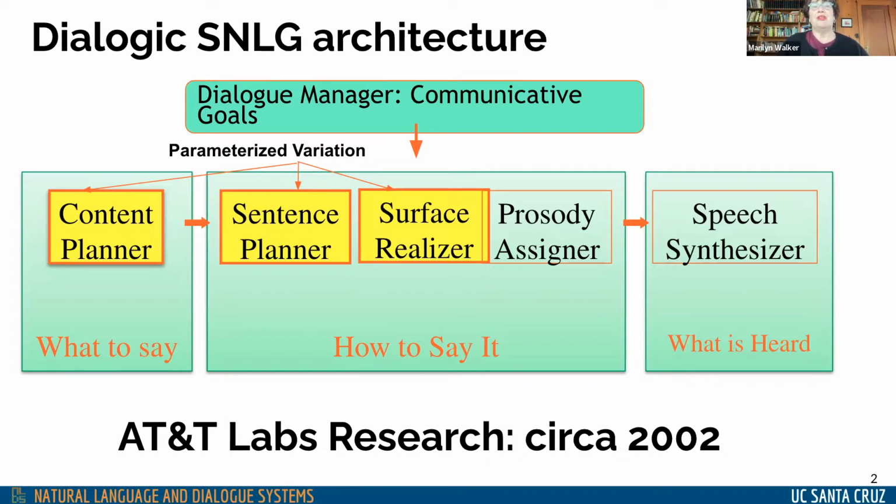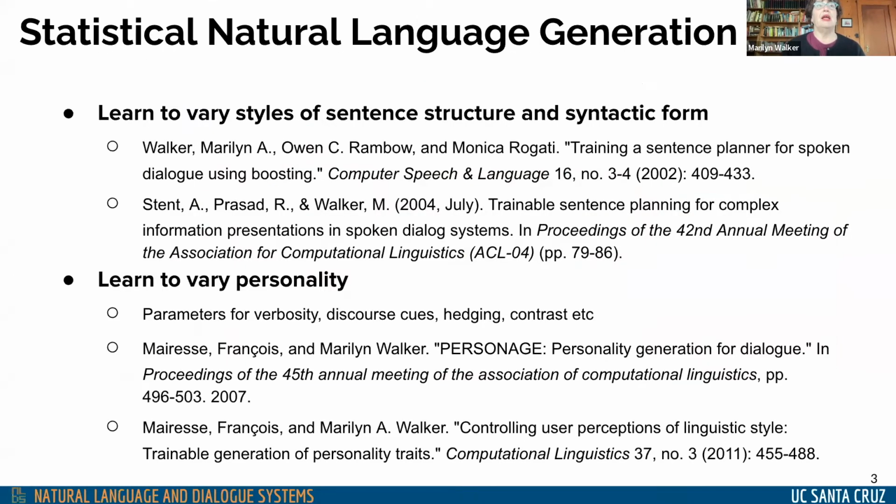Nobody was using natural language generation for dialogue at that time. And I started work in this area by developing an architecture and methods for training statistical natural language generators for dialogue. So my first publication in this area was 20 years ago, in 2002. And that's when statistical NLG was just taking off. And my team did some of the very first work on NLG for dialogue systems.